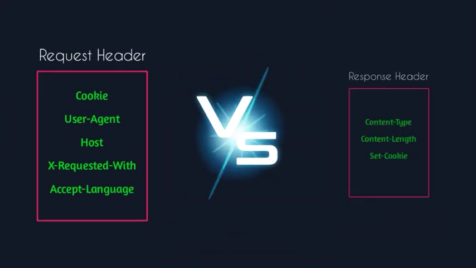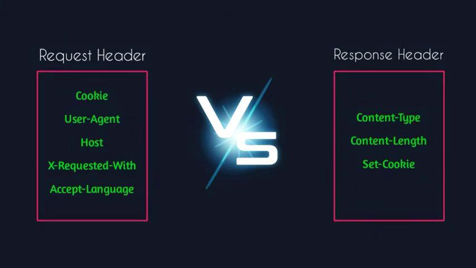HTTP headers let the client and the server pass additional information with an HTTP request or response. An HTTP header consists of its case-insensitive name followed by a colon, then by its value. White space before the value is ignored.